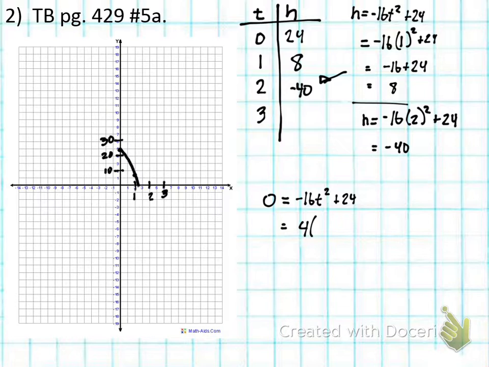And actually, I'll do that. Yeah, that's good. And watch this trick. I'm going to get rid of this 4. Check out what happens. What happens when I divide both sides by 4? What's 0 divided by 4? 0. Good. What's 4 divided by 4? 1. So they cancel out, right? So we got 0 is equal to negative 4t squared plus 6.